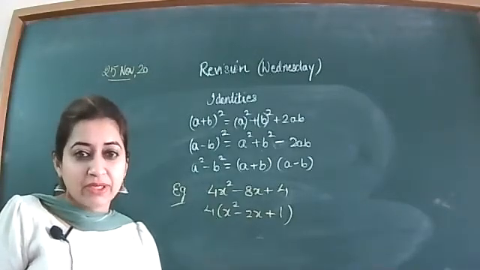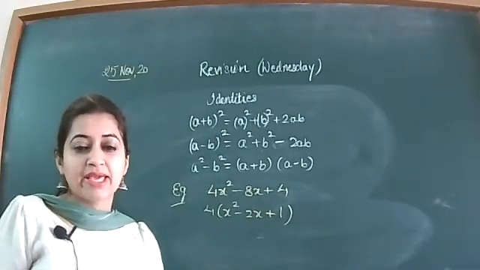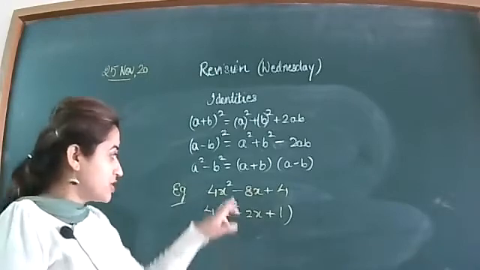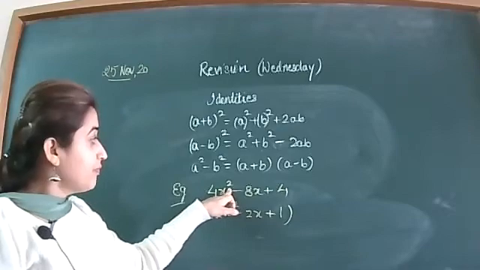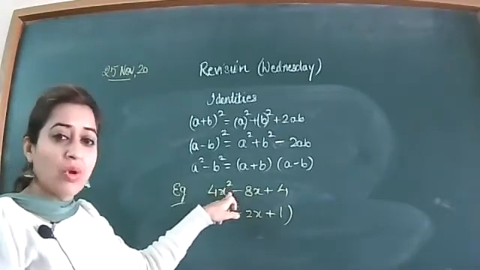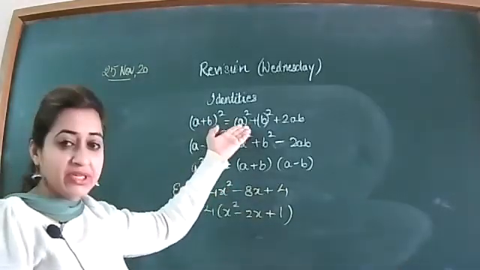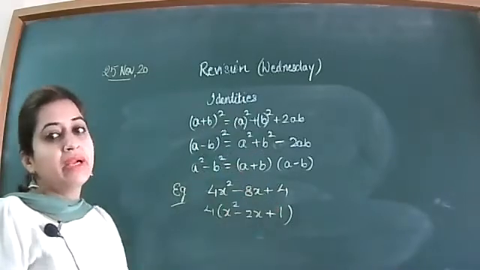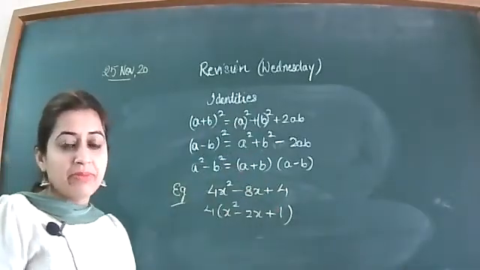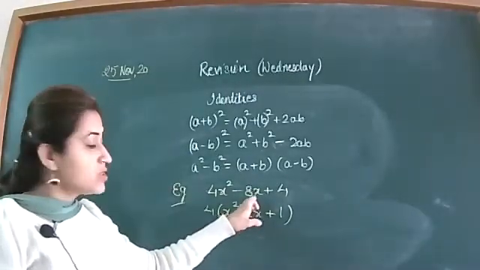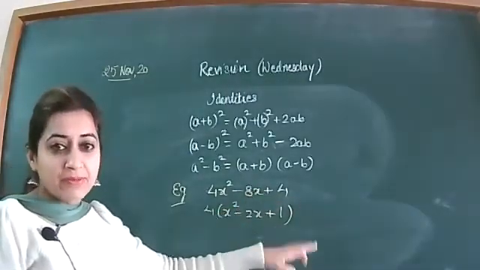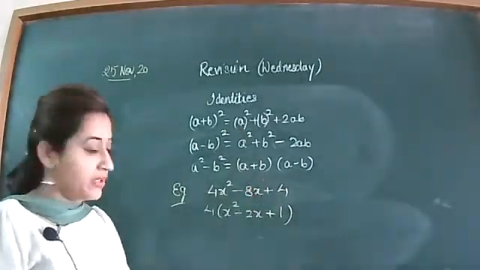And that middle term splitting method is applicable in case of all quadratic equations. Quadratic means the equation that contains power 2. So in a quadratic equation, you will always apply either the identity or the middle term splitting method. The middle term splitting method is applicable everywhere. So it's your choice whether you want to apply the middle term splitting method or the identity.